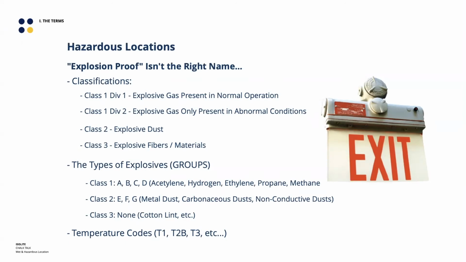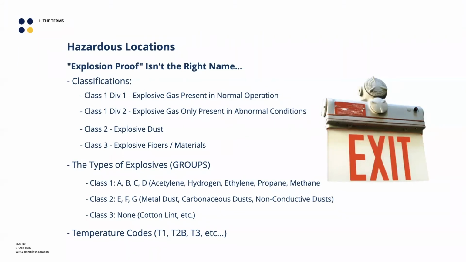There's some additional stuff that you're going to see on spec sheets, like what groups the products cover. The groups just indicate the particular type of explosive. So when talking about class 1 explosive gas type products, you're going to see ratings for acetylene, hydrogen, ethylene, propane, methane, and so on and so forth. The last thing that you'll see is a temperature code, T1, T2, T2B, T3. I think it goes up to like T6C or something like that. That just indicates the ignition temperature of the gases that you're expecting within that group.